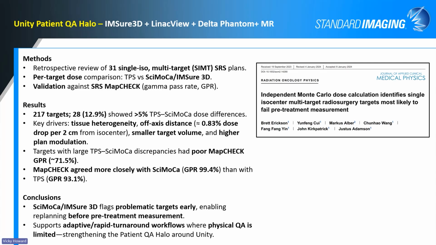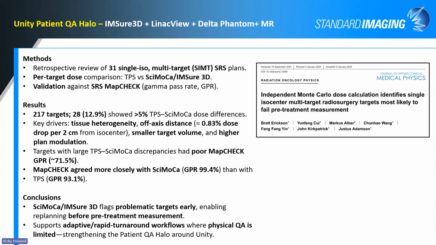Its GPR was 99.4% versus the treatment planning system's 93.1. So to me, that's a significant difference, even though you might think that 93.1 is still good, you are getting much more confidence out of 99.4. You're not missing much of anything in terms of predicting which plans would potentially fail actual measurement device QA.